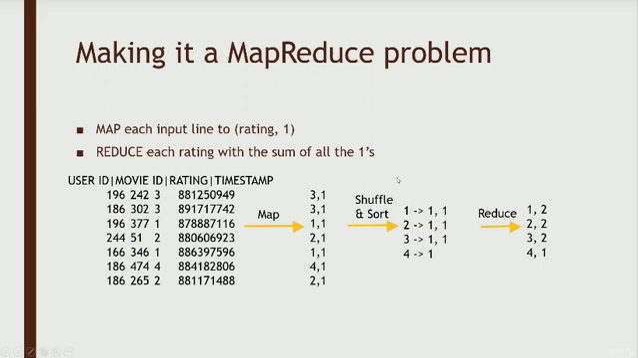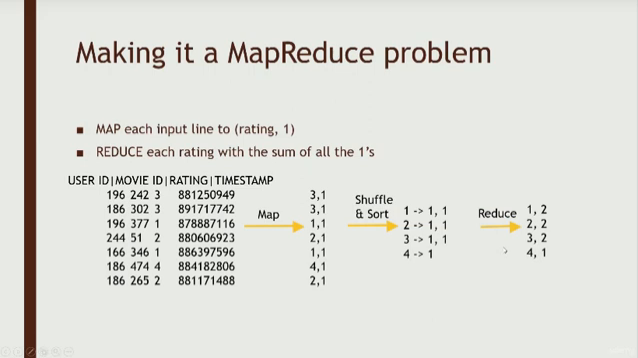So, for example, if we were to go through the shuffle and sort for all the 1 keys, all the 1-star ratings, we end up with two values, a 1 and a 1. We only saw the rating 4 once in this specific example, so we only receive a single 1 value there. And our reducer can add them all up to tell us the final result that we want: there were 2 1-star ratings, 2 2-star ratings, 2 3-star ratings, and 1 4-star rating.